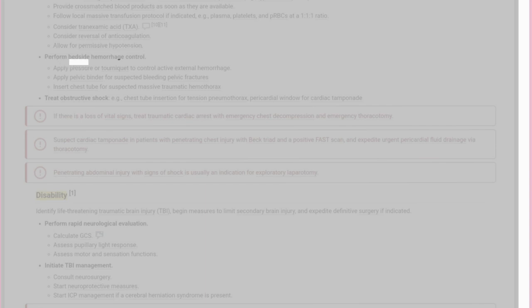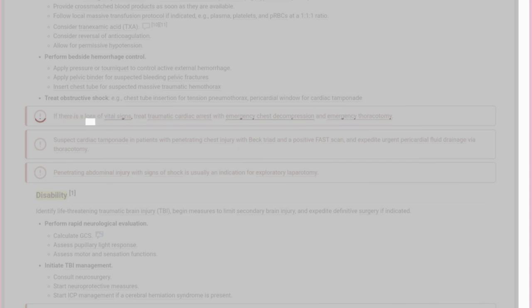Perform bedside hemorrhage control. Apply pressure or tourniquet to control active external hemorrhage. Apply pelvic binder for suspected bleeding pelvic fractures. Insert chest tube for suspected massive traumatic hemothorax. Treat obstructive shock, for example chest tube insertion for tension pneumothorax, pericardial window for cardiac tamponade.